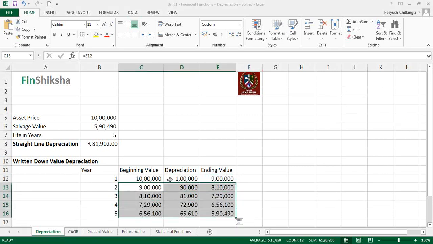Now let's analyze this data. You see that the first year depreciation is 10% of 10 lakhs. Second year is 10% of 9 lakh. Remaining value is 8 lakh 10,000. 10% of that is the depreciation in the third year. Remaining value after that is 7 lakh 29,000. 10% of that is the depreciation in the fourth year. And then 65,610, which finally gives you a value of 5,94,90, which is the salvage value that we started with, right?